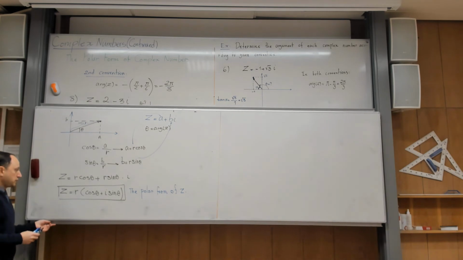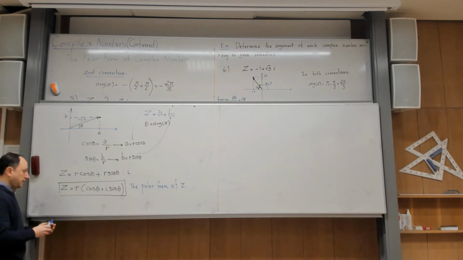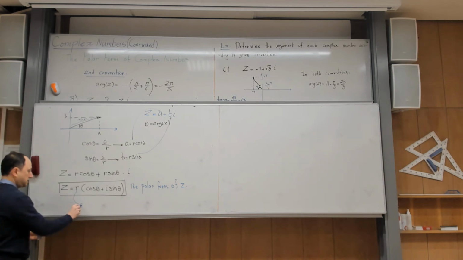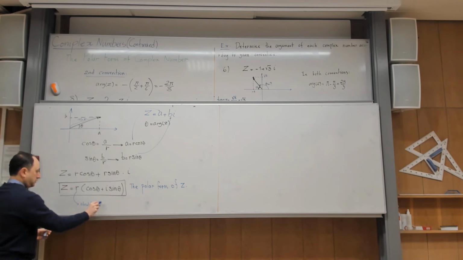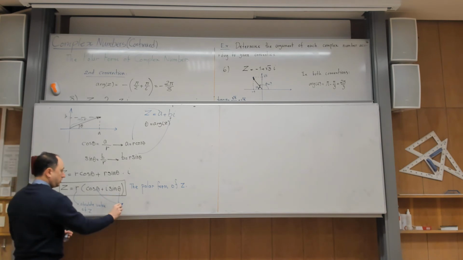So let me just write. When you want to write the polar form, what do you need? You need two things. You need r, the absolute value of z, and you need theta. What is theta? The argument of z.